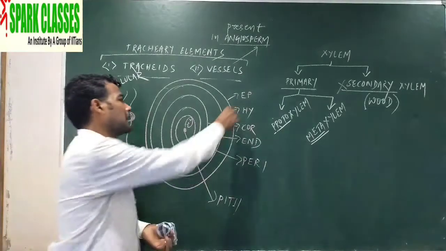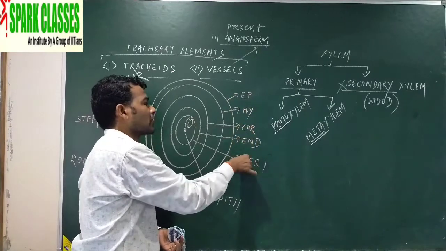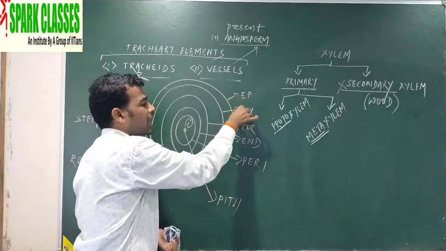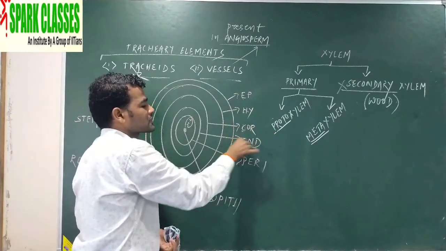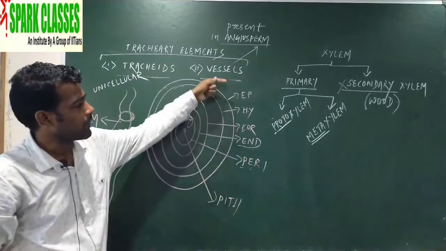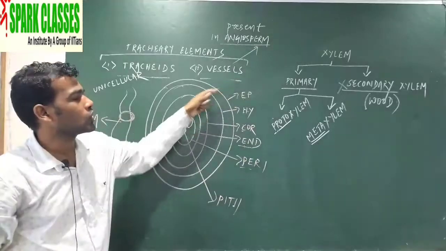एक हाई क्लास इंग्लिश पेपर, already I had told you, एक हाई क्लास इंग्लिश पेपर: एपिडर्मिस, हाइपोडर्मिस, कॉर्टेक्स, एंडोडर्मिस, पेरिसाइकल. So these are the layers from external to internal, outer to inner.